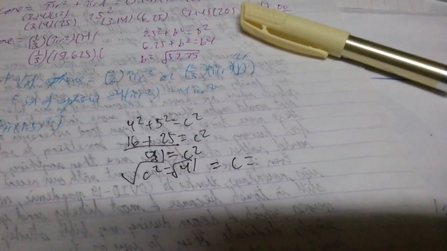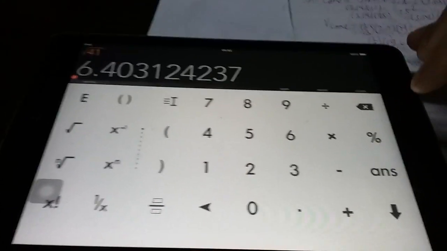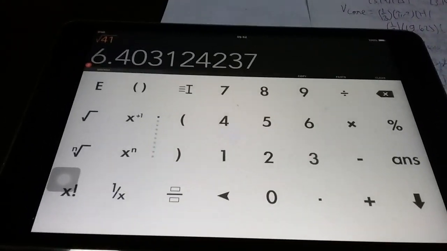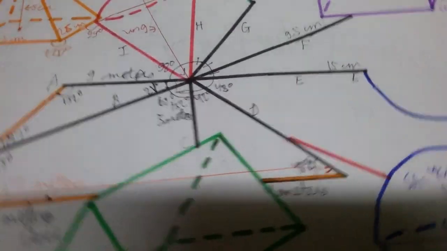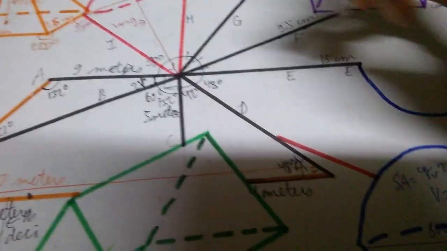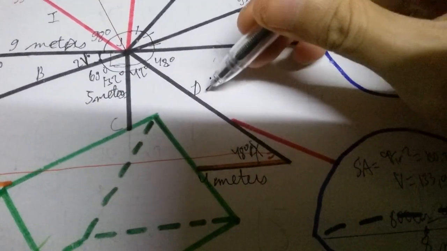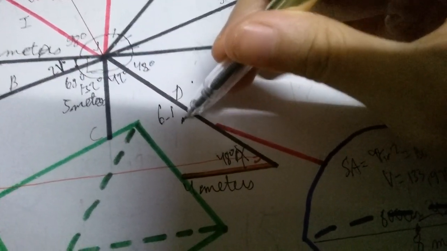4 squared is 16. 5 squared is 25. C squared, we don't know. Combining like terms, we should get 41 equals c squared. Tama. Now, c squared equals 41. Take the square root of both sides. So, we should get c as, ano yung sagot? We can't take the square root of 41 unless you have a calculator, which will make things more nifty. So, yan. Square root of 41. The answer is 6.4 something. Therefore, this concludes that the measure of this side must be 6.4 meters.